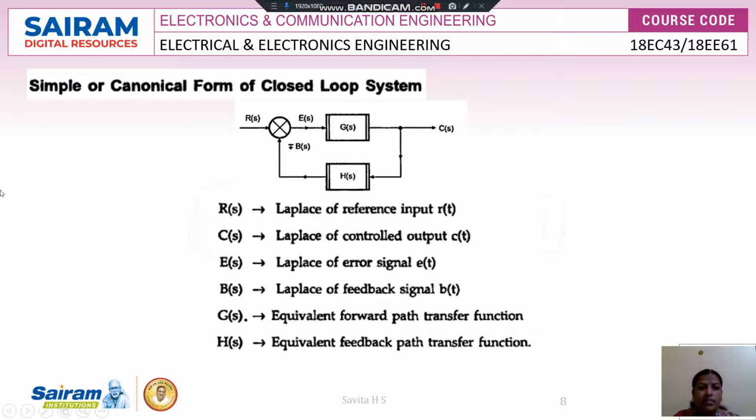Now we'll see the simple or canonical form of a closed loop system. So this is the closed loop system. In this, both feedbacks are written, negative feedback and positive feedback. Here R(S) represents the Laplace transform of the reference input, C(S) is the Laplace transform of the controlled output, and E(S) is the Laplace transform of the error signal. B(S) is the Laplace transform of the feedback signal, and G(S) is the equivalent forward path transfer function. This H(S) is the equivalent feedback path transfer function.